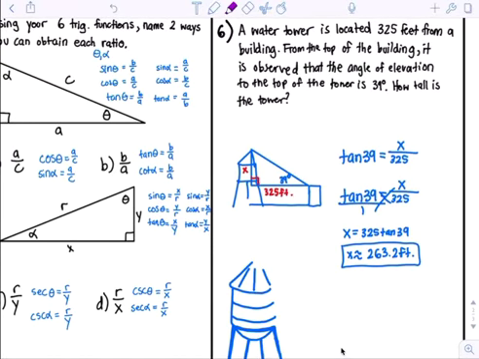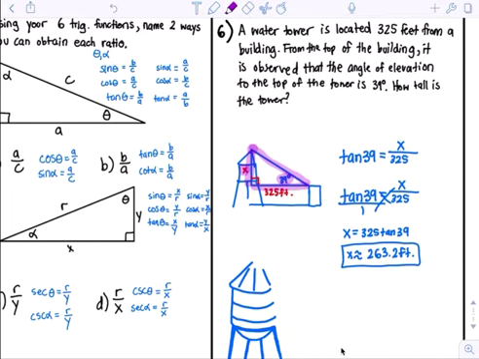Okay, so over here, a water tower is located 325 feet from a building, which is why this length is 325 feet. From the top of the building, it is observed that the angle of elevation to the top of the tower is 39 degrees. So here's the top of the tower. This is the angle of elevation, so this is your guys' 39 degrees. And then it says how tall is the tower, so you guys just know that that length is the height of the tower. So we're going to set it up.